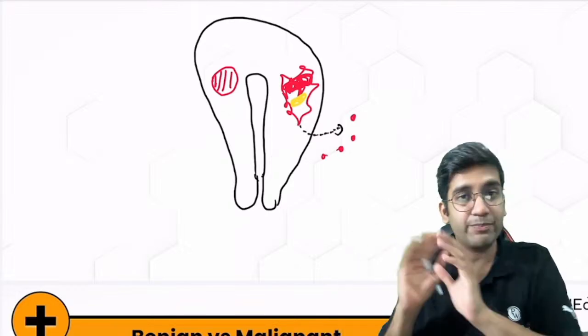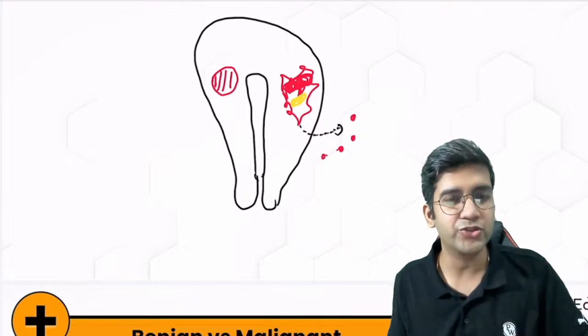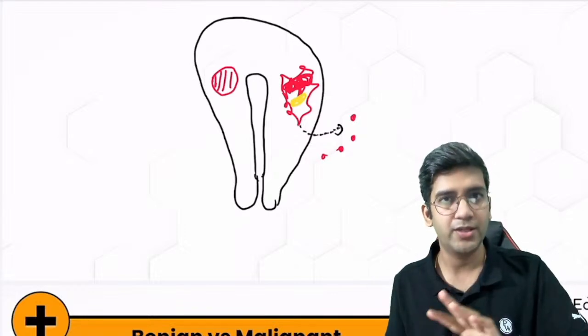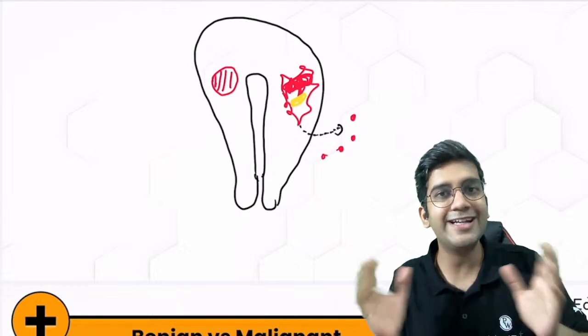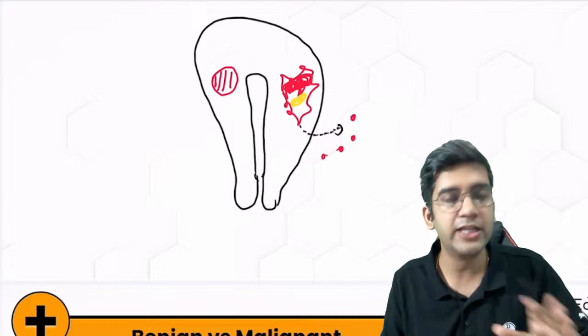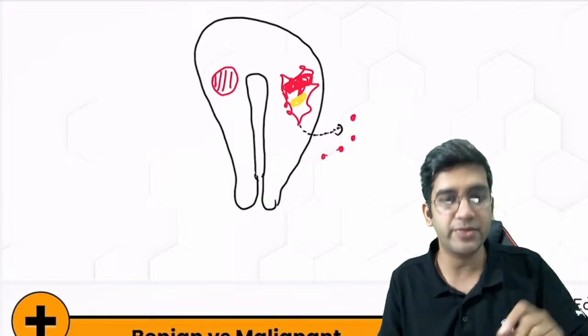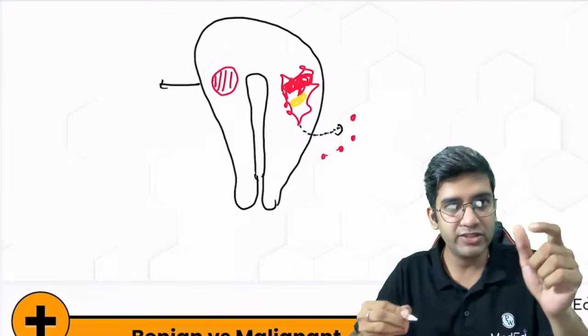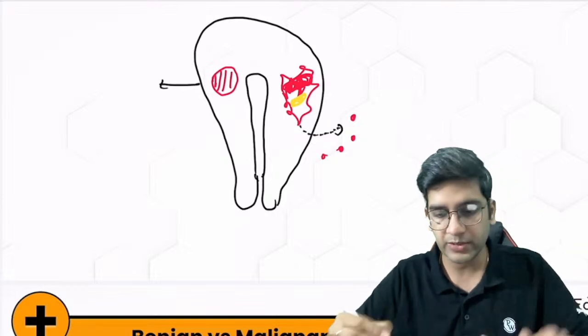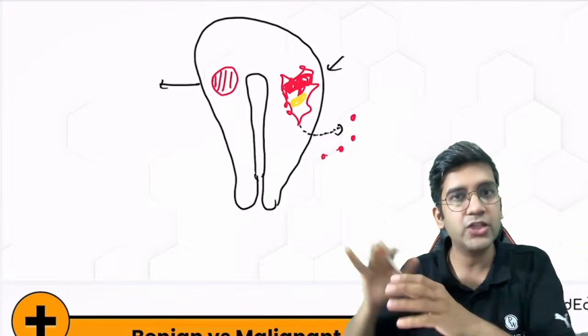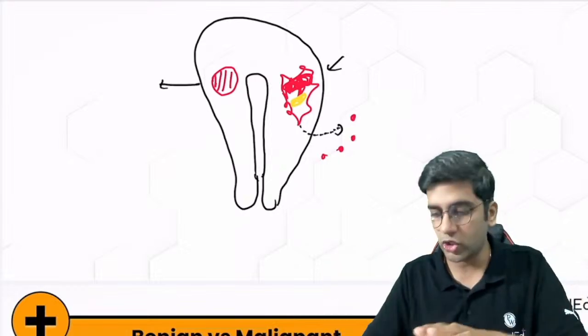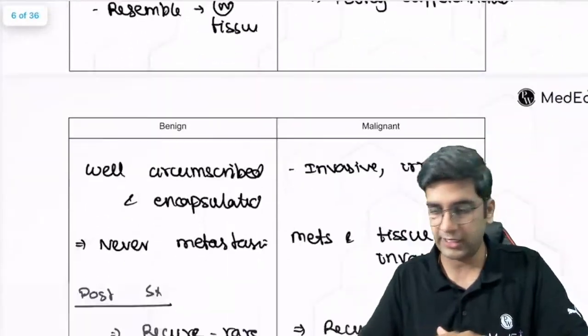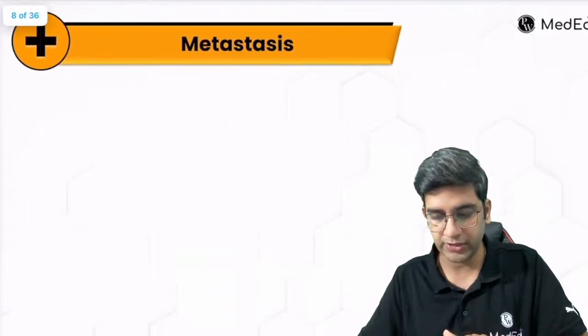So these representations will be eye catchy, that's all. If you're good in drawing, do that. Even if you're not good in drawing, you just need a representative diagram. You need not have a beautiful diagram. Never go for the beauty. It's a representation. You can write here very well circumscribed, well defined, encapsulated, and ill defined with areas of necrosis and spreading. That gives an overall approach of the difference between benign and malignant, right? Perfect. So that's the first thing.